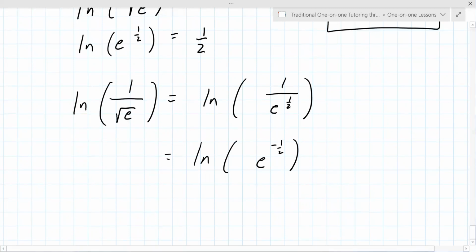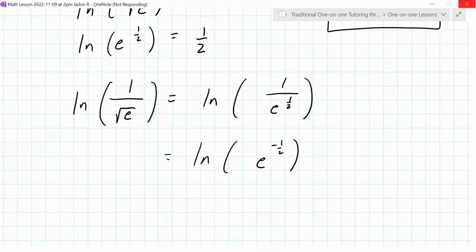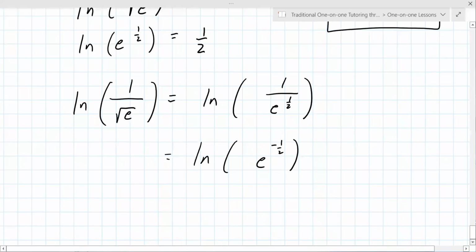So now how do you simplify this? Just like in the previous problems, you can bring that exponent out in front. Negative 1 half times the natural log of e. The natural log of e is 1, so the answer is -1/2.